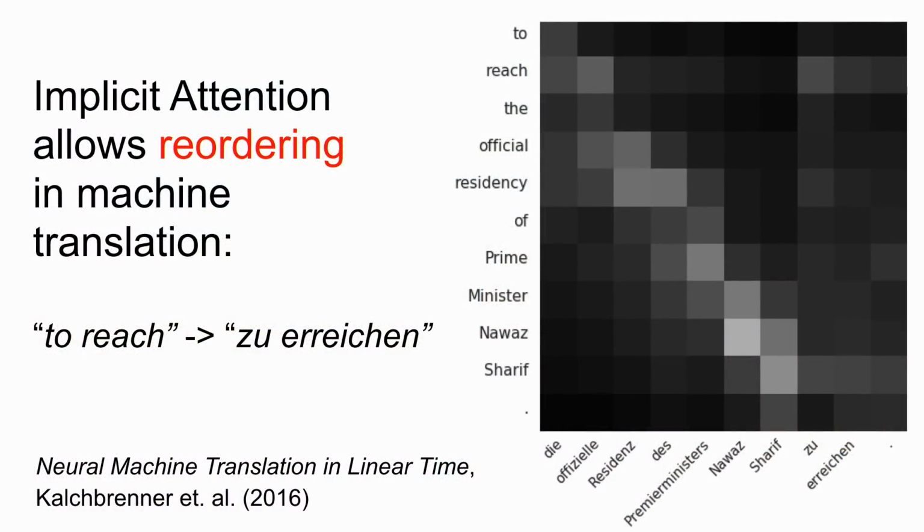And by looking at, again, another form of Jacobian, you get this matrix that says which input affects which output. The vertical dimension is the input, so the rows are the inputs, and the columns are the outputs, I think. Actually, it doesn't really matter which way around it goes. But the point is, if you take zu erreichen at the end and look up through the rows, you can see that it's mostly sensitive to this word reach at the start, right?